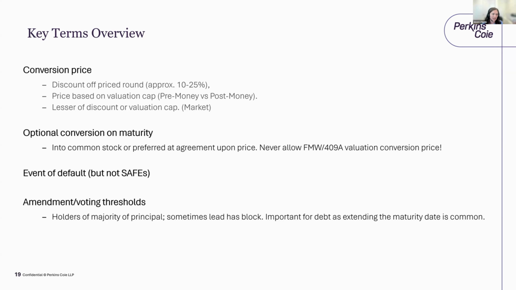And I would say 20% is the most common. I know we say 10 to 25, but 20% is the most common. And then when we talk about valuation cap, that's price based off of valuation cap. So that's a pre or post money. The way to think about that is how much of the company you want to give away.